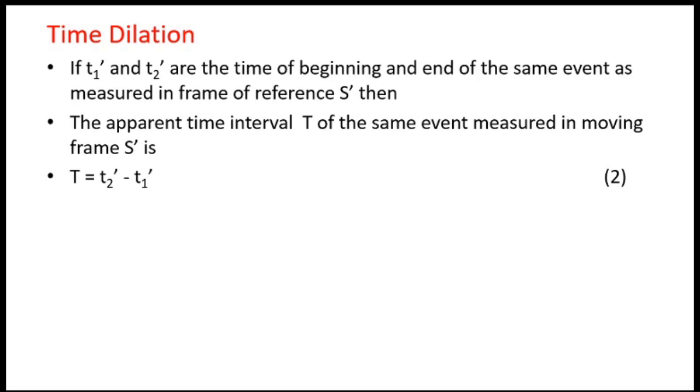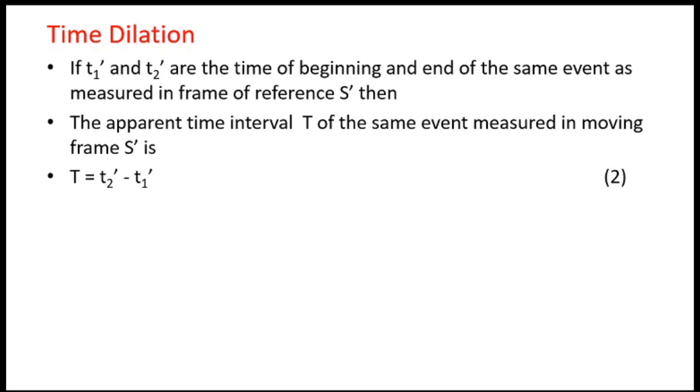Note that the event has taken place in frame S. So time in frame S will be proper time. And the time interval which we are measuring in the frame S dash, that will be the apparent time. So the apparent time interval T of the same event which is measured in the frame S dash, which is a moving frame, it will be given by T is equal to t2 dash minus t1 dash.